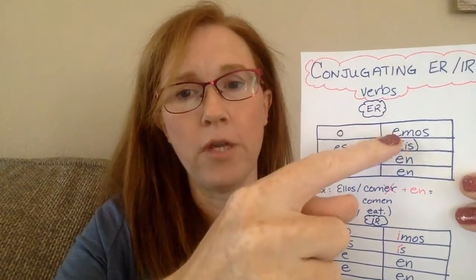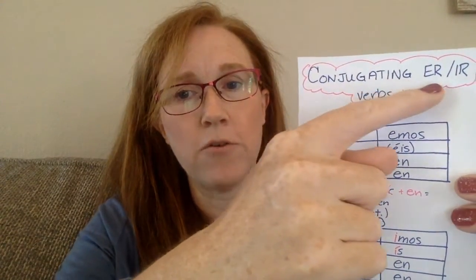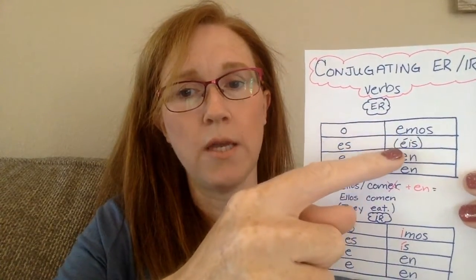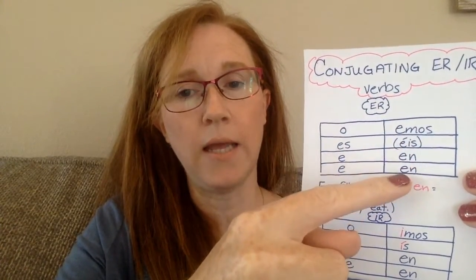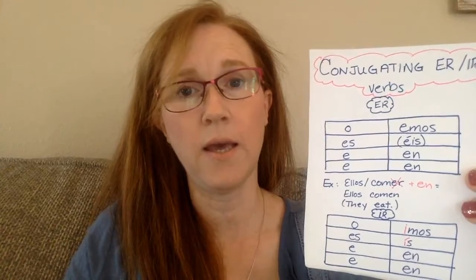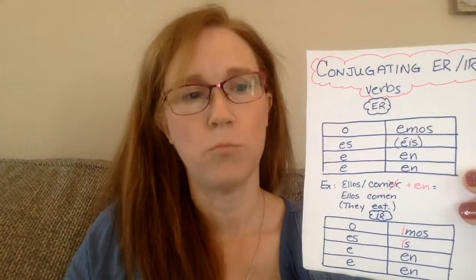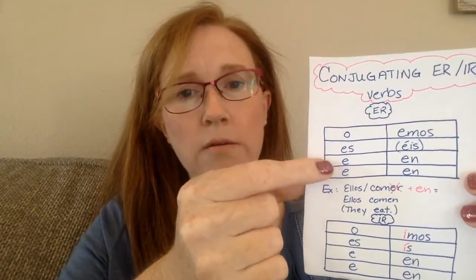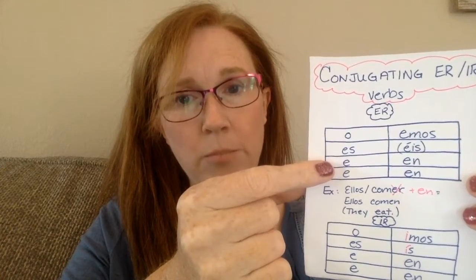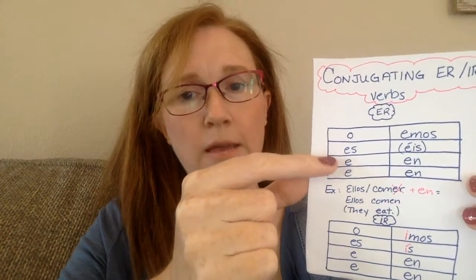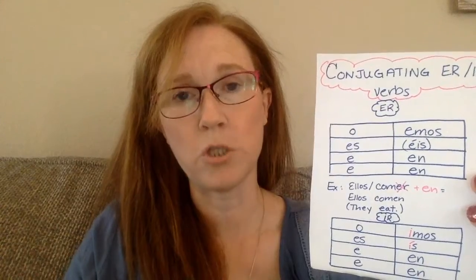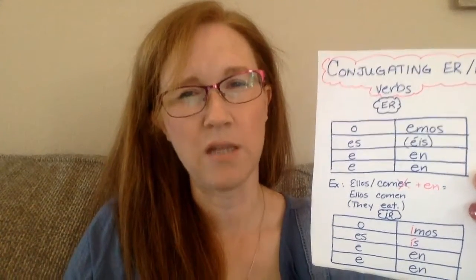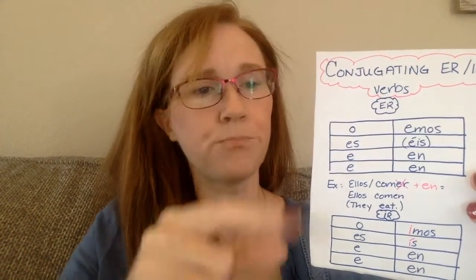Okay? And over here we've got emos because it's an ER verb, so we're going to use emos, an E, éis, en, en. O, es, e, emos, éis, en, en. Reminder that we separate these two out. Some books will put them together, but I separate them out because I want you to remember that is the usted form, which means you, and some students get that a little confused when they're mixed together.